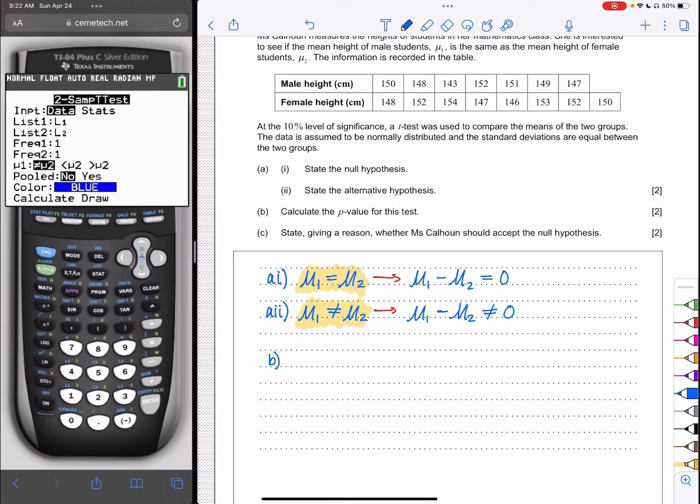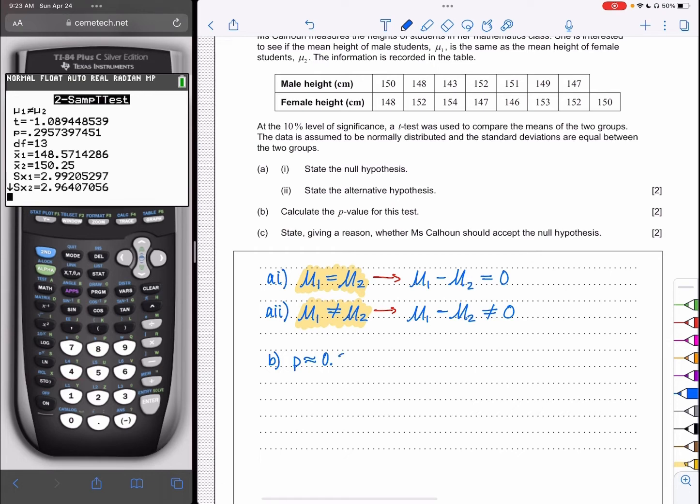So B says calculate the p-value. So we made sure that we have mu sub 1 is not equal to mu sub 2. Then we're going to make sure that we also go down to pooled. We always deal with pooled t-tests, always. So once we do that, we're going to go down to calculate, and then we can see our p-value there. So we can see that our p-value is approximately 0.296, okay, to 3 significant figures.